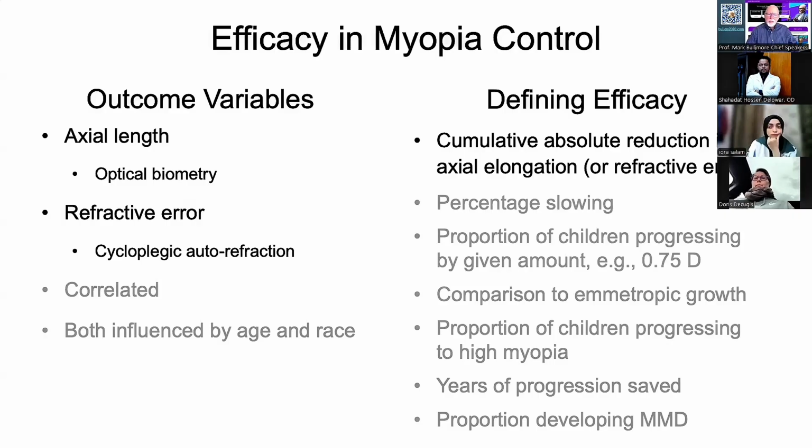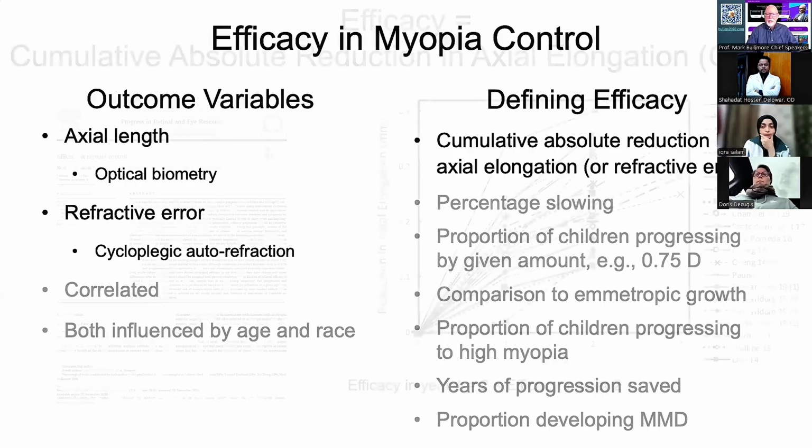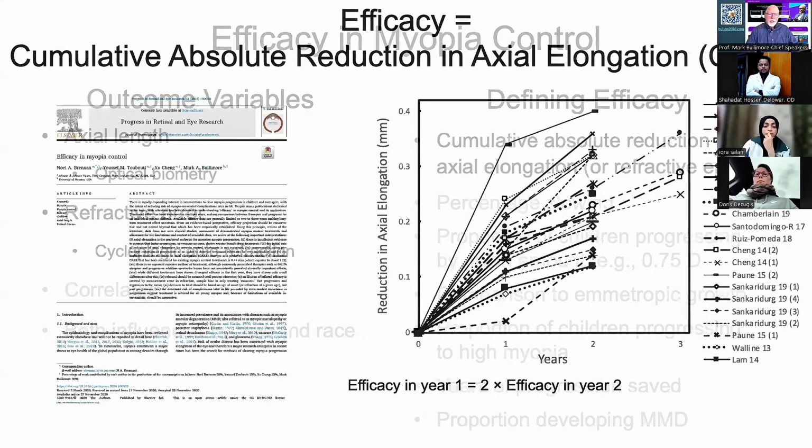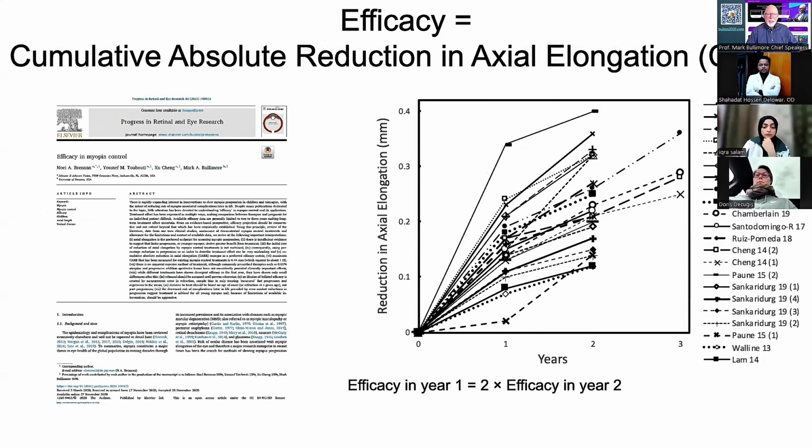Now, in terms of defining efficacy using those values, we have a number of things that we can do, including the proportion of children that progress by a certain amount, the percentage slowing. But the one at the top is what we want to really focus on: absolute changes. And the cumulative absolute reduction in axial elongation, or indeed refractive error, is really what we focus on. So this is a graph that Brennan and a few of his colleagues published, including me.